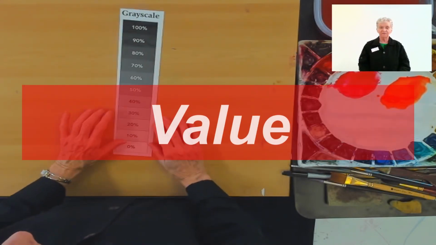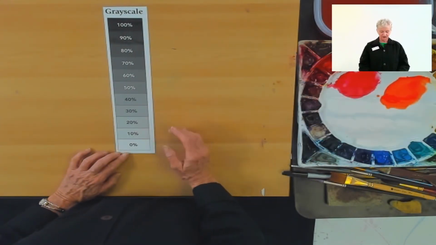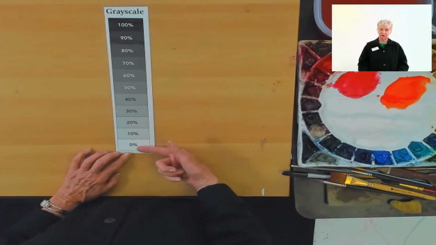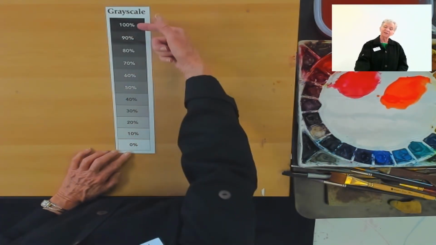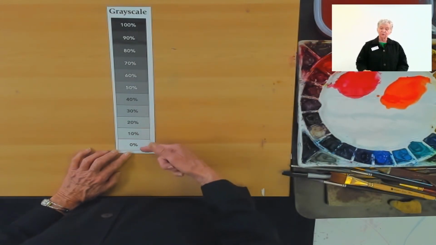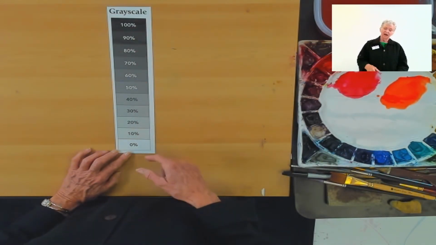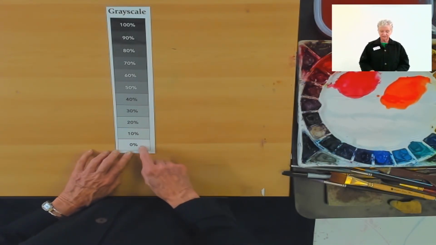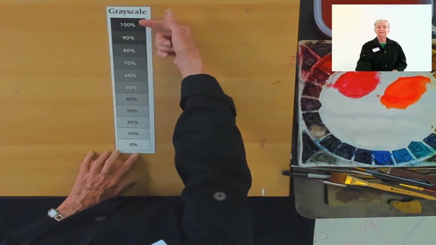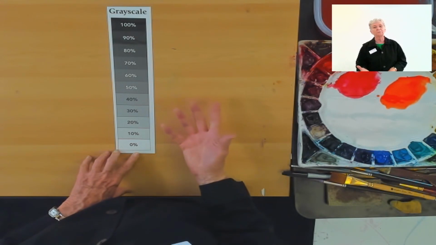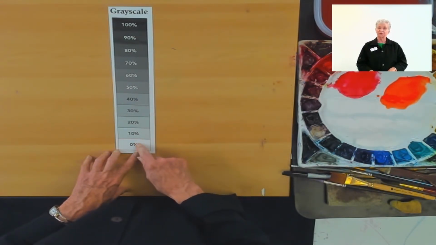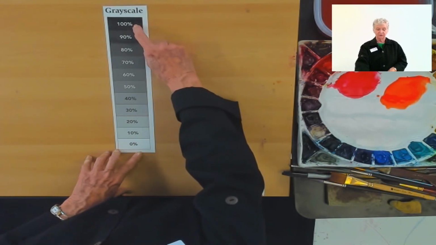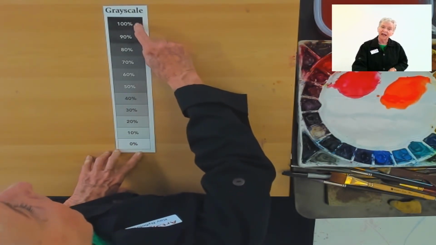When we talk about value, we are talking about the range from the very lightest version of a particular hue or color and the darkest version. So this is gray, and this is called a grayscale. And it tells us that there are 10 steps in this particular grayscale between the lightest version of the color, which is white, and the darkest version of the color, which is black.